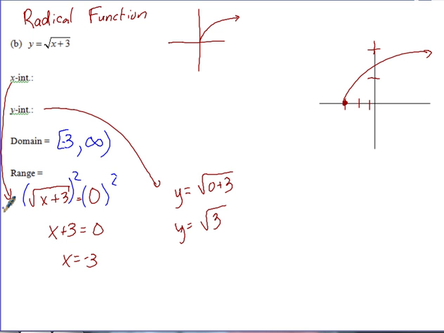And based on this, what's my range? What's the lowest it goes? 0. So notice here, you're looking at the y's now. The lowest it goes is here, correct? And then what's the highest it goes? Again, because it's going up, infinity. So how do I include 0? So what would that look like? Bracket 0 to infinity.